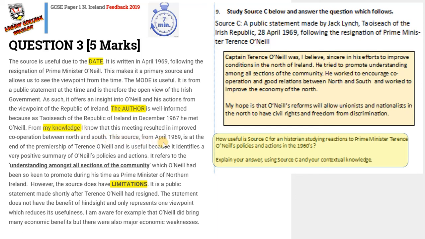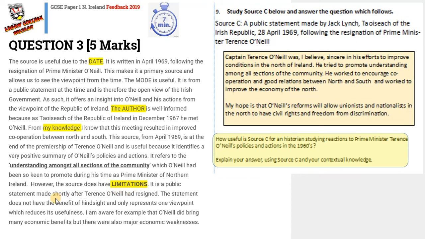This source from April 1969 is at the end of the premiership of Terence O'Neill and is useful because it gives a very positive summary of O'Neill's policies and actions. It refers to the understanding amongst all sections of the community, which O'Neill had been so keen to promote during his time as Prime Minister of Northern Ireland. However, and that word is really important for any history question, the source does have limitations.